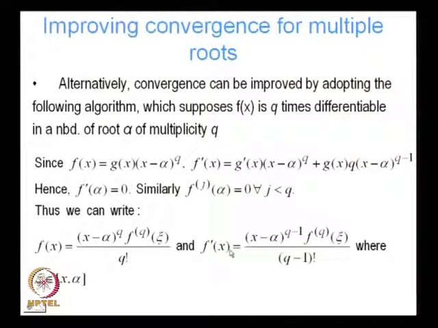And what is my f prime of x? F prime of x, I just take the derivative of both sides: (x minus alpha) to the power q minus 1 times the qth derivative of f at xi, divided by (q minus 1) factorial, where xi belongs to the interval between x and alpha. So, now what do we have?